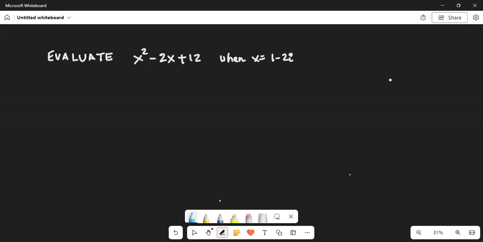Evaluate the expression x squared minus 2x plus 12 when x is equal to 1 minus 2i. I should mention that i is the imaginary number.